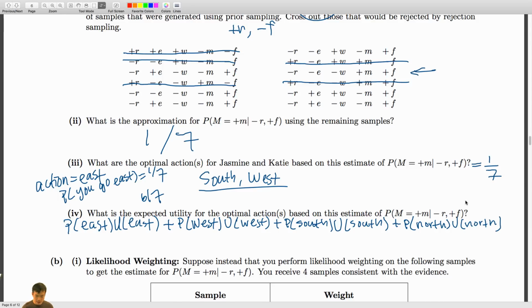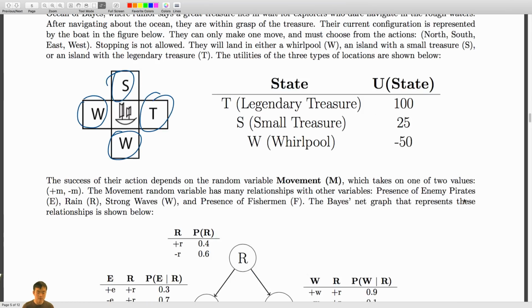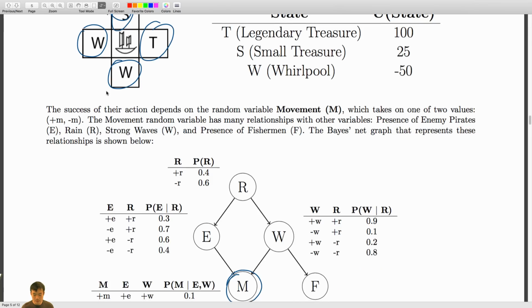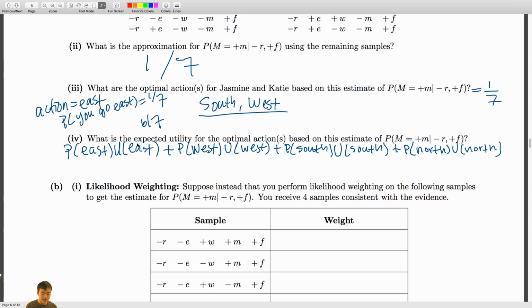So if you wanted to take a look at the question up here, going north actually corresponds to being in state S, T, W, or W. So we can use that in order to compute. Like this, east means that you land in a state with a treasure, and this is state T. West means you're in state W. South means you're in state W. North means you're in state S.